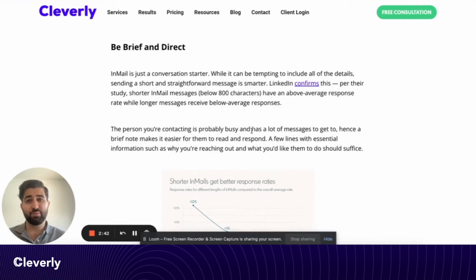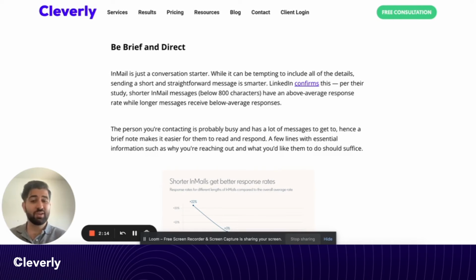Number one is be brief and direct. Although you have up to 2,000 characters and it can be tempting to include all the details of why working with you will save them time and make them money, sending a short and straightforward message is smarter and will start the conversation for you. LinkedIn themselves actually ran a study that confirms this, stating that shorter InMail messages of under 800 characters have above average response rates, while longer ones have below average response rates.